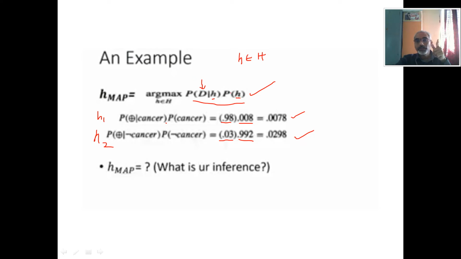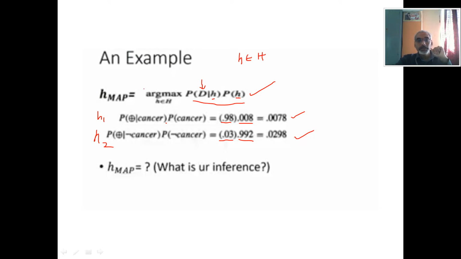So now you calculated this right-hand side, the posterior probability. So we call this the posterior probability. How did you get this equation? From Bayes theorem. In the previous section we have seen the derivations and all, right? So now you calculated for both.